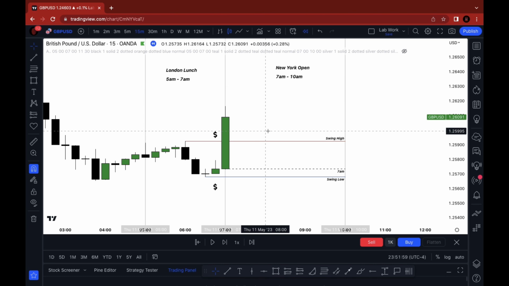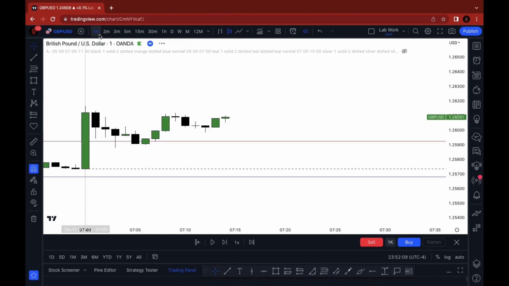Now, me personally, I go down to the 1 minute. You could use any other lower time frame like the 2 minute, 3 minute, 4 minute, or 5 minute to find your entry. Specifically, for my model, it's going to be the 1 minute time frame.